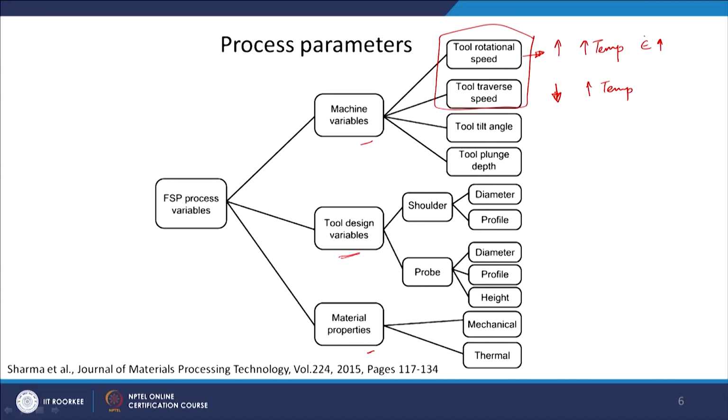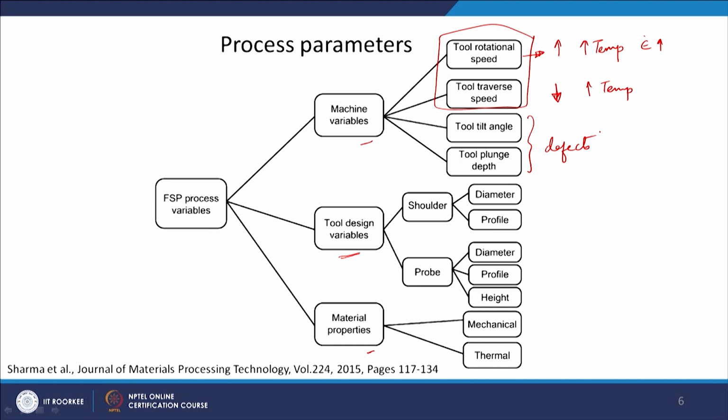So, the RPM which is generating the heat does not get enough time to raise the temperature. The temperature attained will be higher if you have a low speed, and if you have a high traverse speed, the temperature attained will be lower. So, these two are very important parameters. Tool tilt angle and plunge depth will of course have an important bearing on the defects in this process. So, by manipulation of these two parameters, people were able to achieve defect free processing in the material.